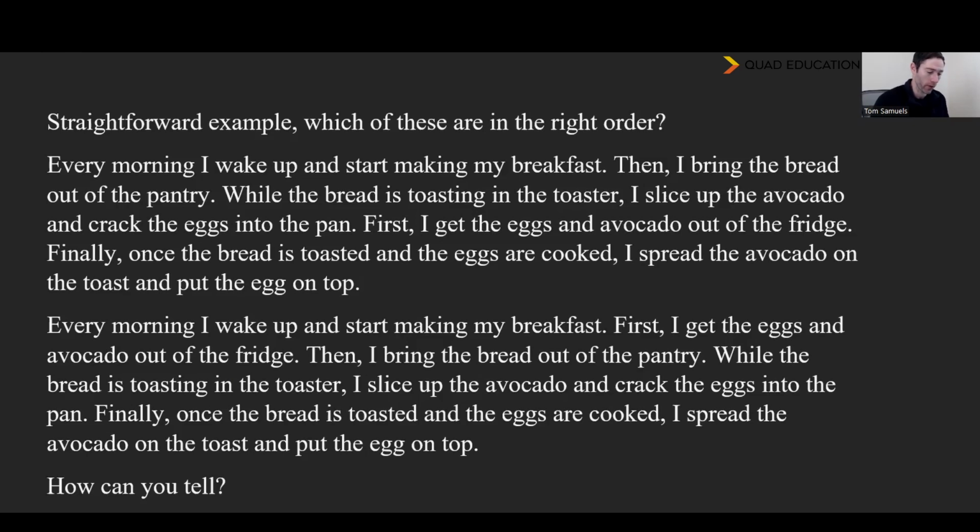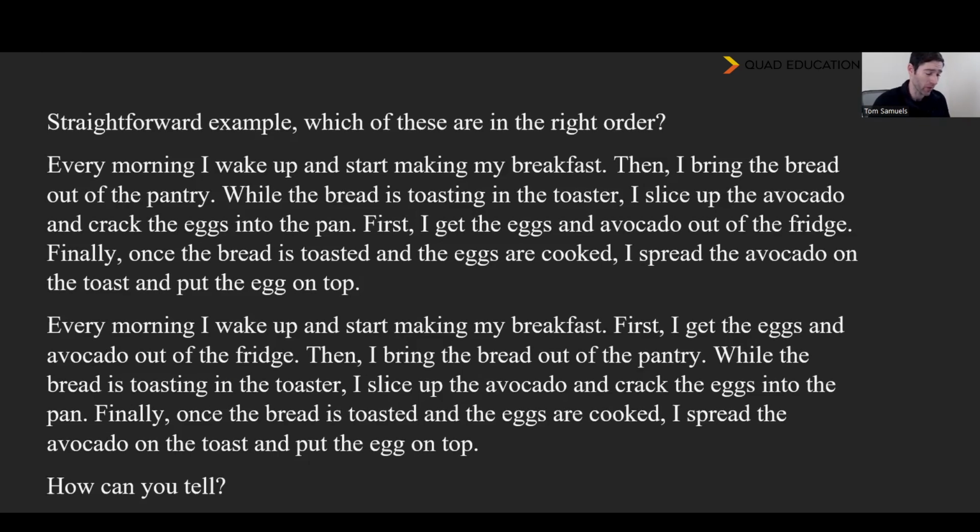First one: Every morning I wake up and start making my breakfast. Then I bring the bread out of the pantry. While the bread is toasting in the toaster, I slice up the avocado and crack the eggs into the pan. First, I get the eggs and avocado out of the fridge. Finally, once the bread is toasted and the eggs are cooked, I spread the avocado on the toast and put the egg on top. Okay, let's read the next one and see if that makes any more sense.